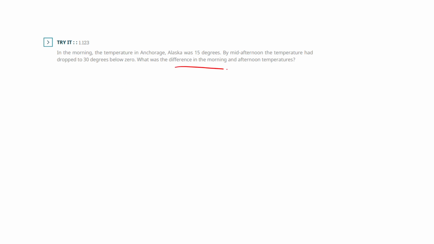So the difference in the morning and afternoon temperatures again. So the morning temperature is 15. In the afternoon, we have negative 30. So two minuses in a row make a positive. I get 45.